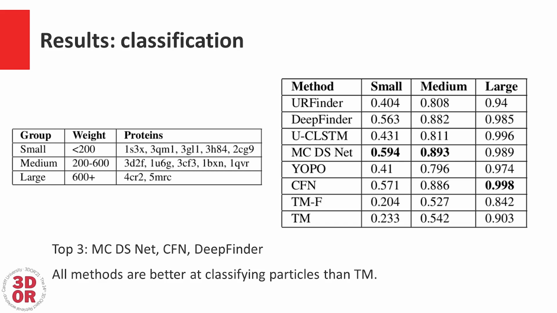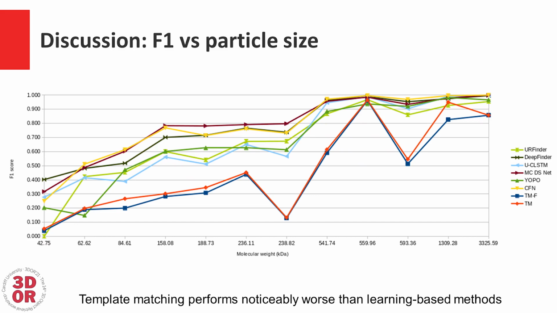However, for medium and small particles, the differences are becoming more apparent. The best performers are DeepFinder, MCDSNet, and U-CLSTM, all producing very similar average F1. You can find detailed per class results in the paper. Now I'd like to focus on the insights that we have discovered with these results.